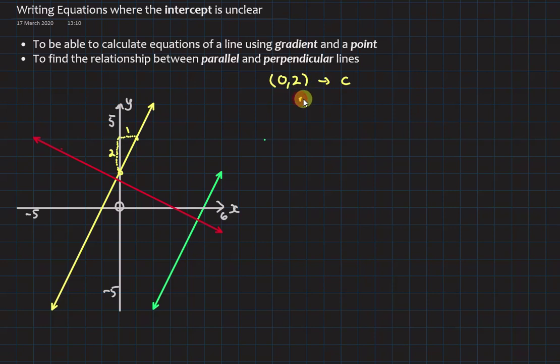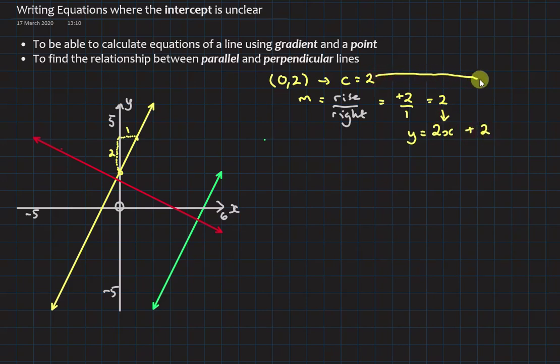So my gradient, if you remember the expressions before, is rise over run, or rise over right. When we calculate it, the rise is a plus 2, went up, and the right was 1 square. So my gradient is 2. This part said c was 2 as well. So now we have an equation for this line, which is y equals 2x from the gradient plus 2 from the intercept. I'll add it to my diagram. y equals 2x plus 2.